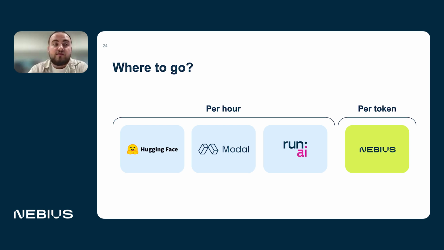So where to go? There are currently two types of providers, apart from hosting that on your own. The first type of providers give you per hour billing. An example is Hugging Face model and Run AI. In this case, you go to them, say, okay, I want this model, and after that use the endpoint.